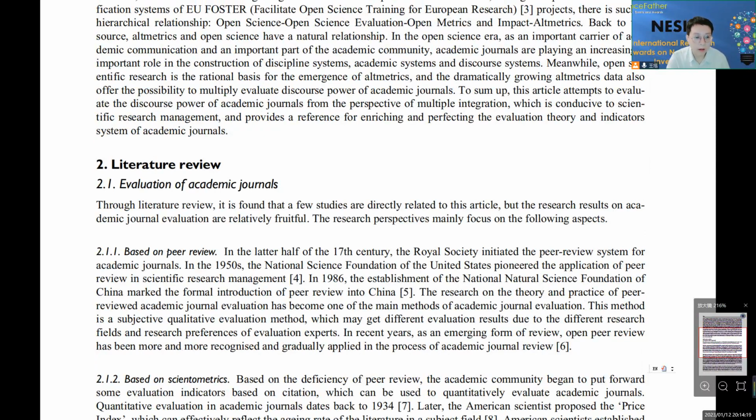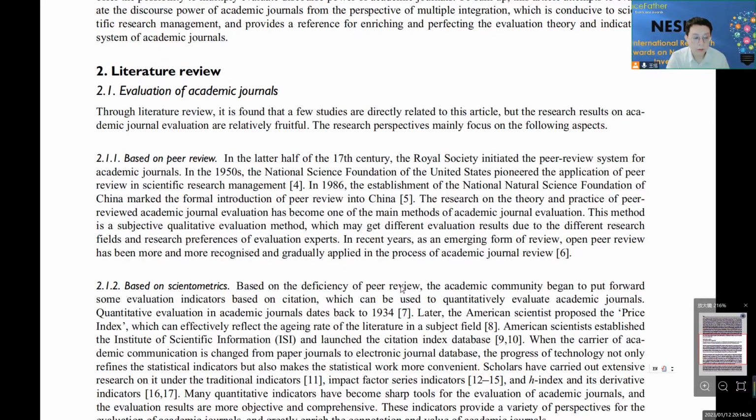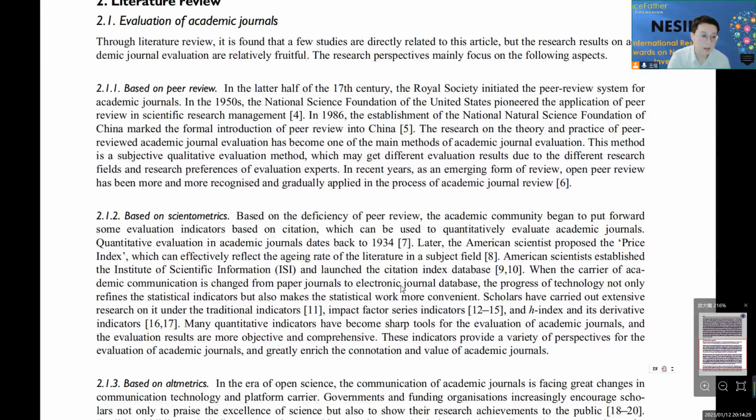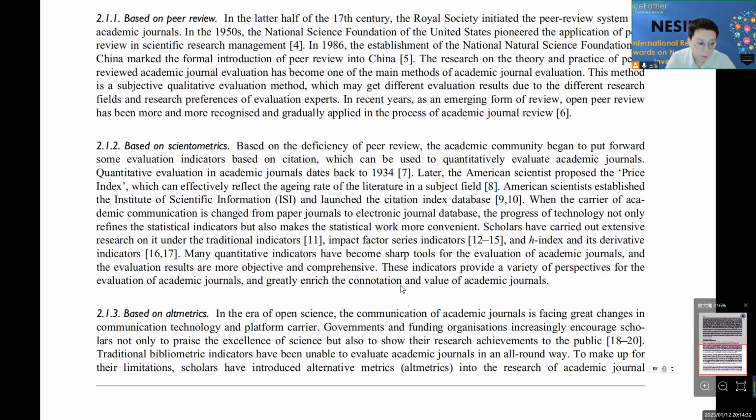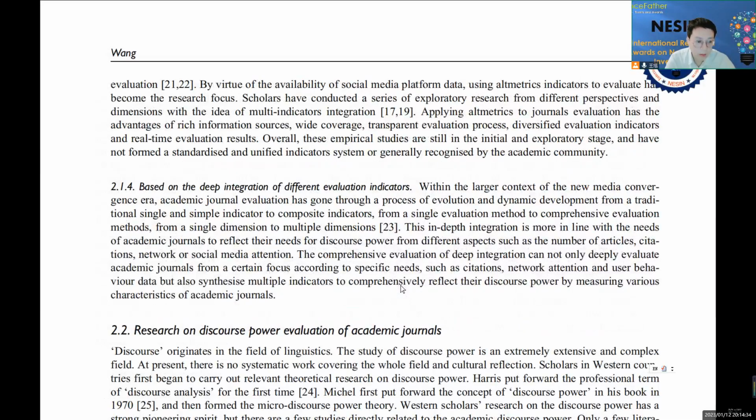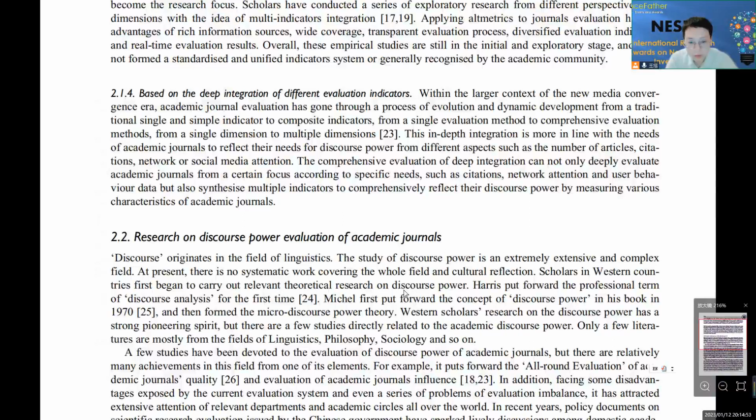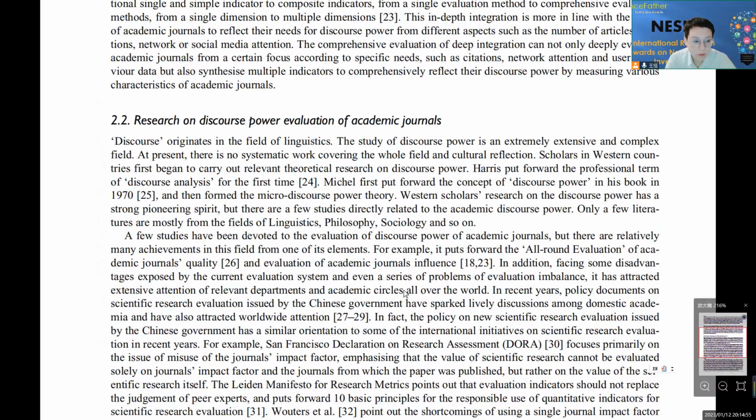The first part is evaluation of academic journals. First is based on peer review. Second is based on citometrics. Third is based on altmetrics. Fourth is based on the deep integration of different evaluation indicators. So the second part is research on discourse power evaluation of academic journals.